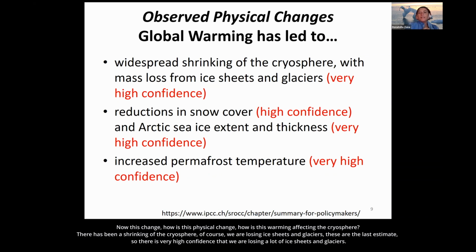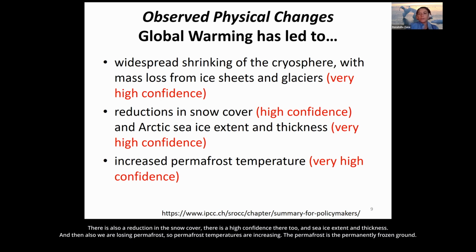Now, these physical changes, how is this warming affecting the cryosphere? There has been a shrinking of the cryosphere, of course. We are losing ice sheets and glaciers. These are the latest estimates. So there is very high confidence that we are losing a lot of ice sheet and glaciers. There is also a reduction in the snow cover. There is a high confidence there too. And the sea ice extent and thickness.